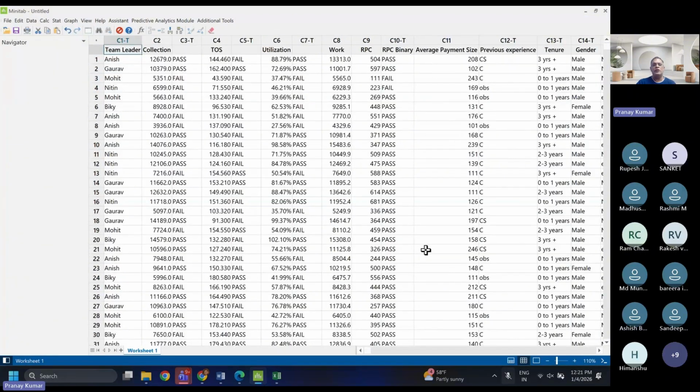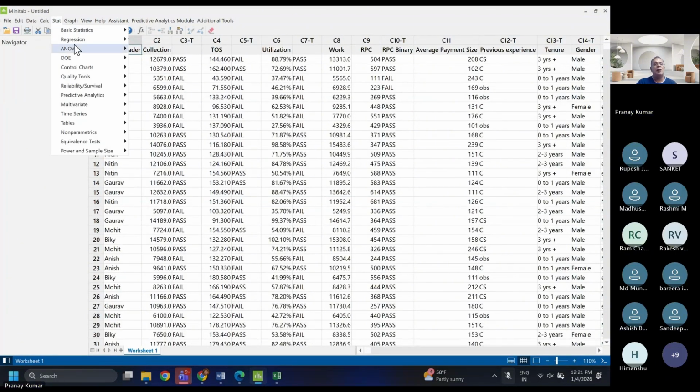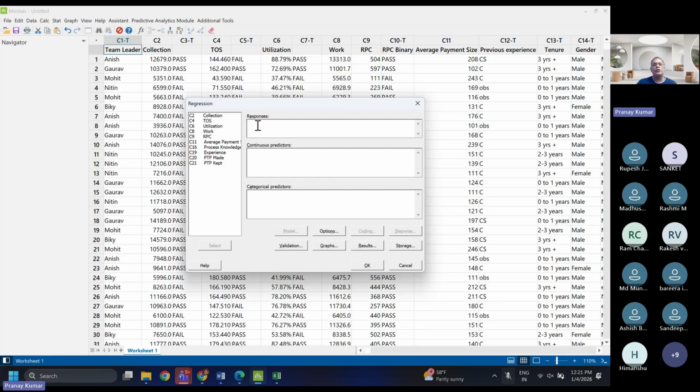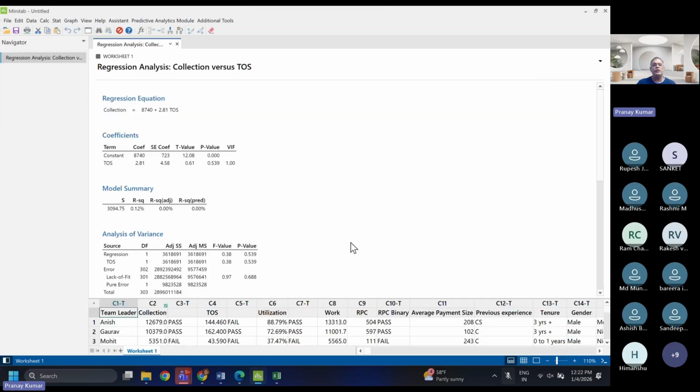Now let's start doing the test. I go to Stat, I go to Regression, I go to Fit Regression Model. Response means your project Y, collection. I can choose any continuous data, so let's say I am choosing time on system. Press OK. If you see here, the first thing you have to locate is your factor, which is TOS, and the p-value associated with your TOS. You see, the p-value is coming at 0.539.